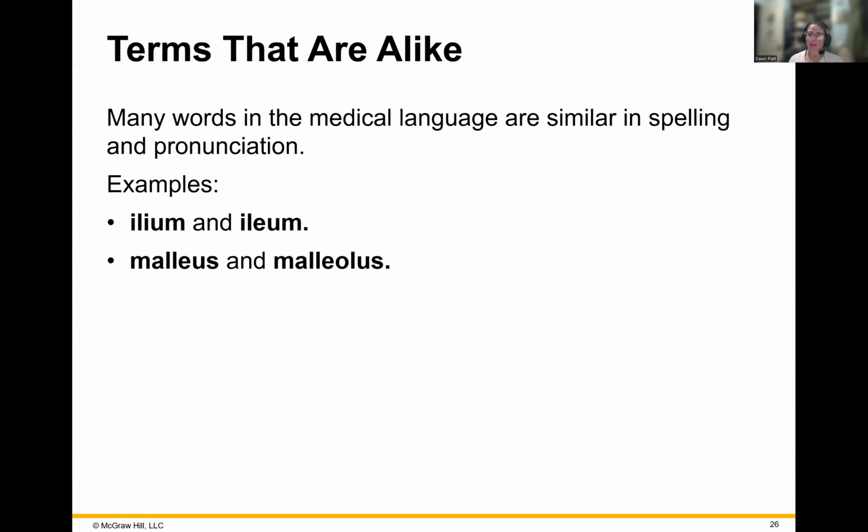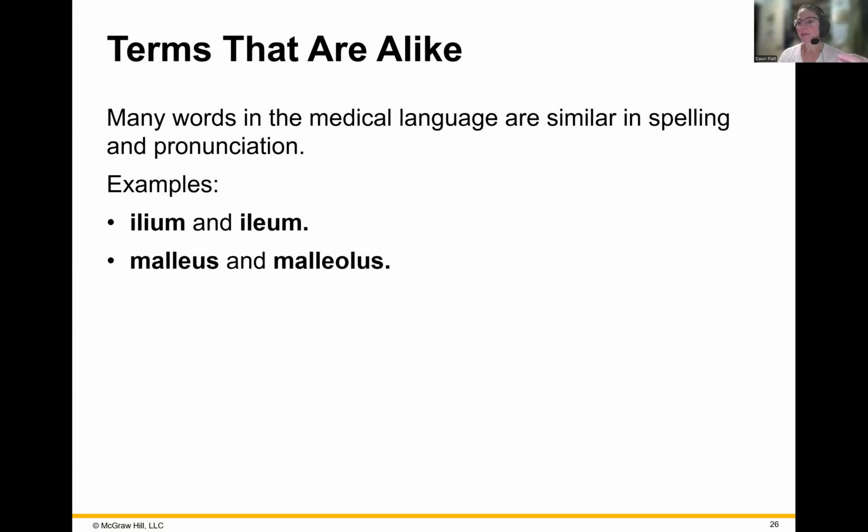There are other unique terms that sound alike, but are spelled differently, and they have different meanings. So if you take a look again on page 10 in your textbook, this first ilium, they're both pronounced ilium. That means a bone of the pelvis. And then the second one, ileum, pronounced the same way, but spelled differently. That means it's a segment of the small intestine.